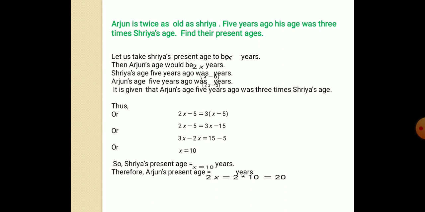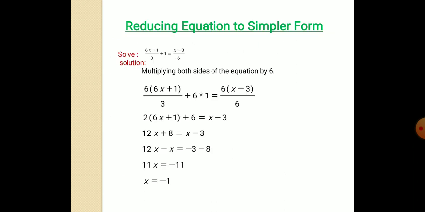Therefore, 3x minus 2x equals 15 minus 5. That is, x equals 10. So, Shriya's present age x equals 10 years. Therefore, Arjun's present age 2x equals 20 years.